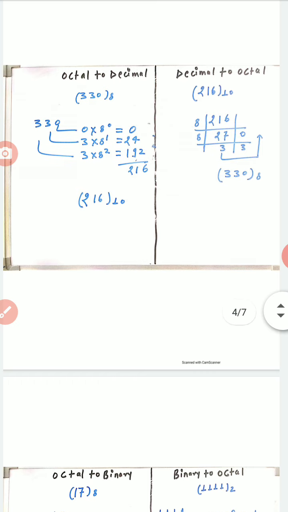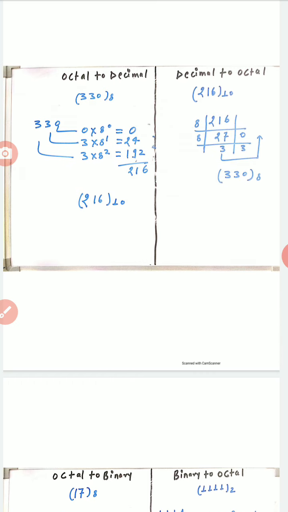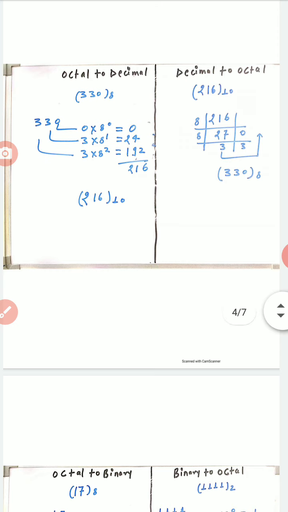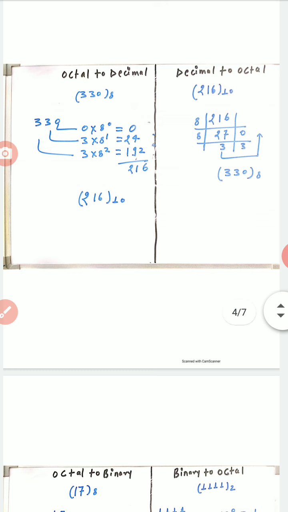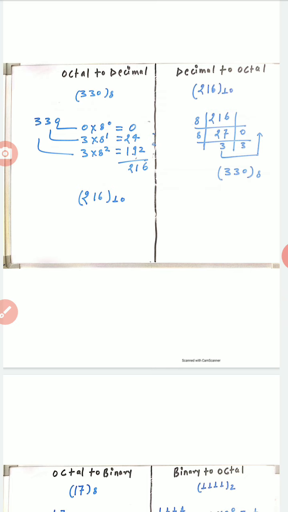Now octal to decimal. If I convert from octal to decimal, I have taken the same number, 330 base 8, so it is an octal number. I need to convert it. How do I convert it? By multiplying, the same as I did previously. 0 into 8 to the power 0, 3 into 8 to the power 1, and 3 into 8 to the power 2. So 0, 24, 192, then I add them up. So this is 216 base 10. That's how I converted octal to decimal by multiplying by 8, and decimal to octal by dividing by 8.